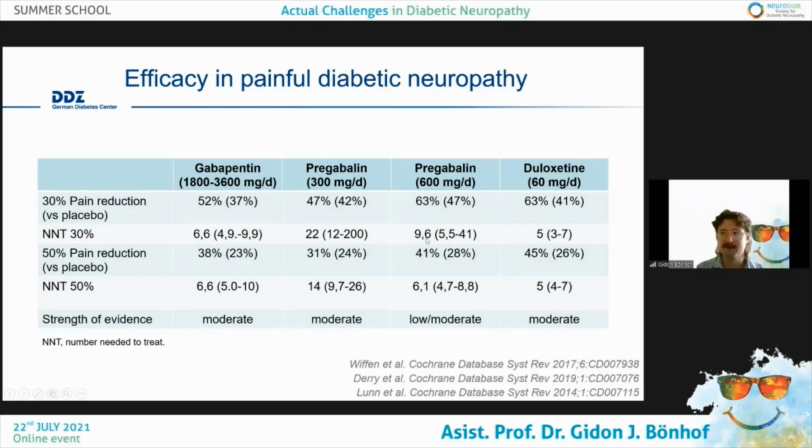And the patients you need to treat are around half of that with the lower dose. So you really need to increase the dose far enough if the analgesic effect is not high enough. And you can see that duloxetine has the most favorable profile when it comes to pain reduction and number needed to treat. So duloxetine is worth a try if patients have good enough renal and liver function.